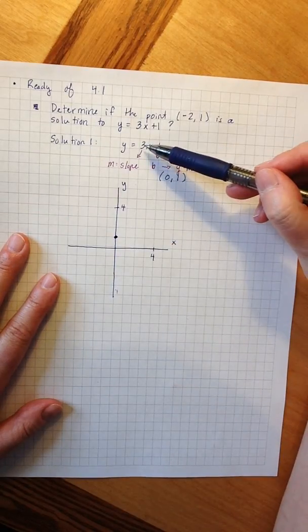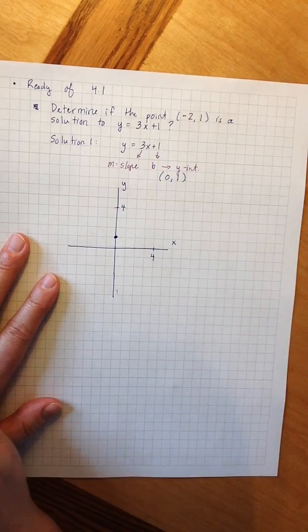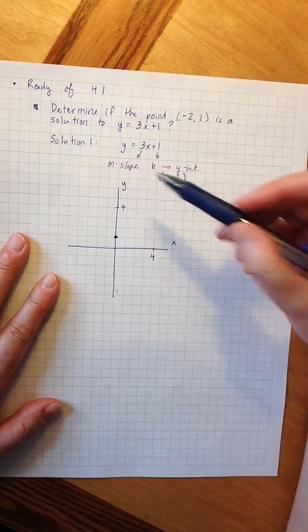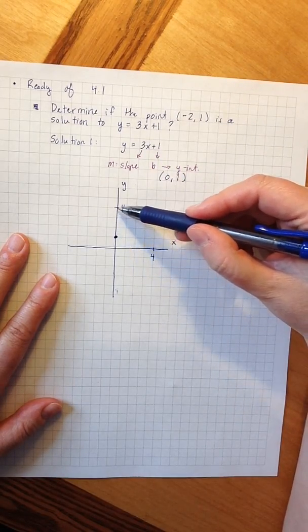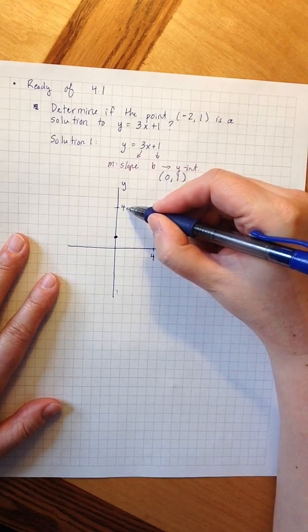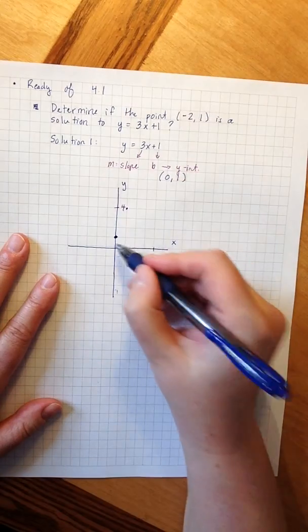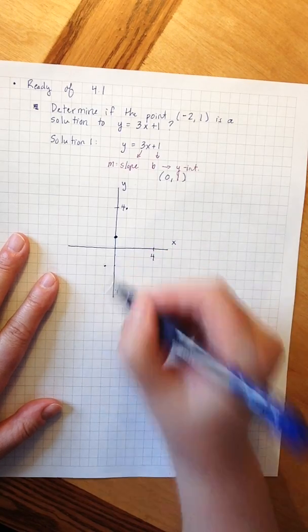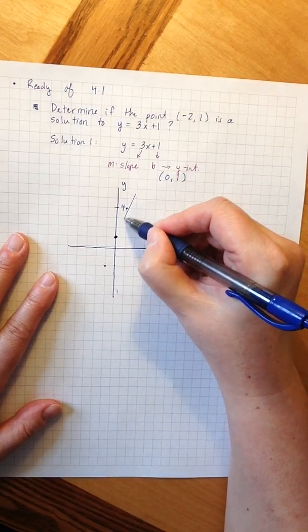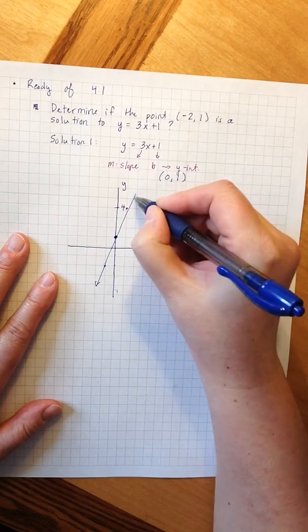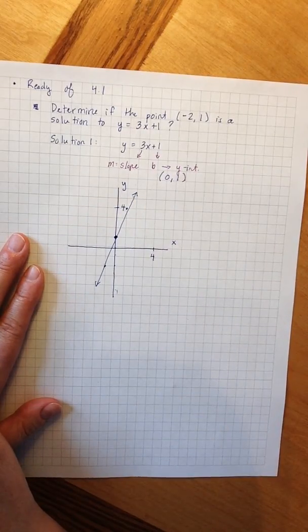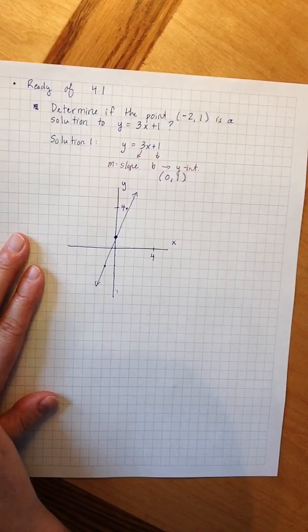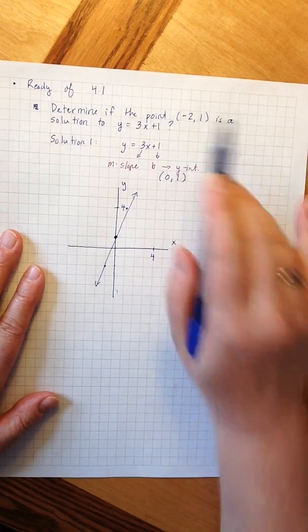I then am going to use my slope, which we think of as rise over run. I'm going to rise 3 and run 1. Similarly, I could go down and to the left 1. I then can connect my dots. Of course, using a ruler here is probably ideal, but not necessary since it is just a representation of the line. I then plot the point -2, 1.